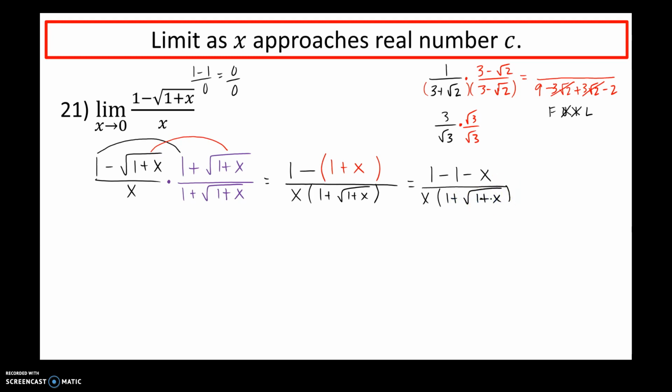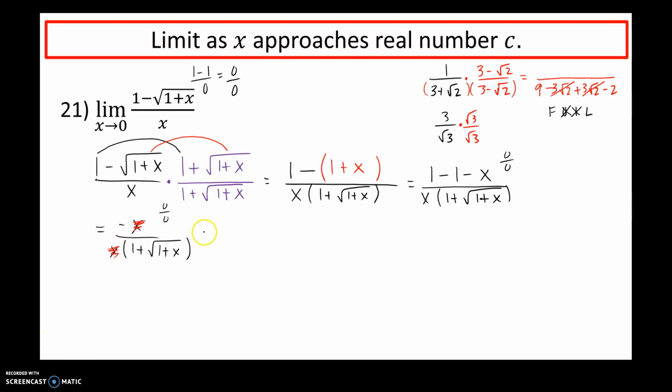Okay, so the whole deal is attempting to simplify the original. If I think about going back and making a direct substitution again, I'm still getting 0 over 0 at this step. Okay, so it doesn't do me any good. So let's continue. So the 1 minus 1 cancels, and I get negative x all over x times 1 plus. All right. Direct substitution, I still have 0 over 0, but now look what happens. The x from the numerator will cancel with the x from the denominator.